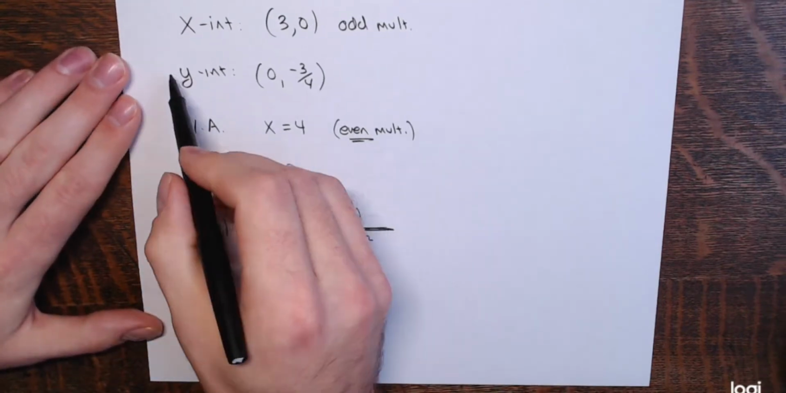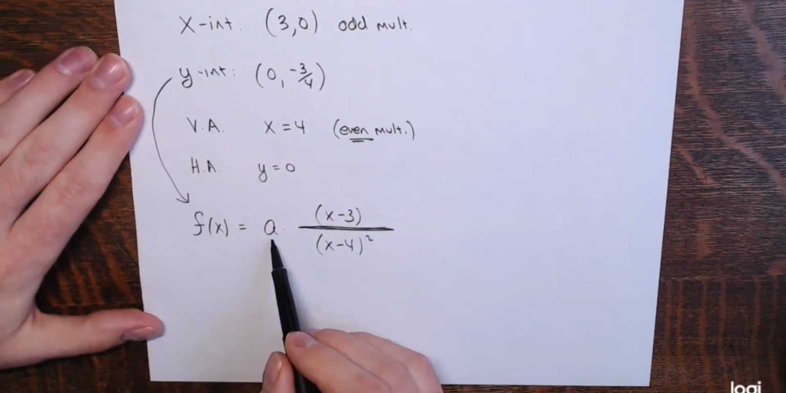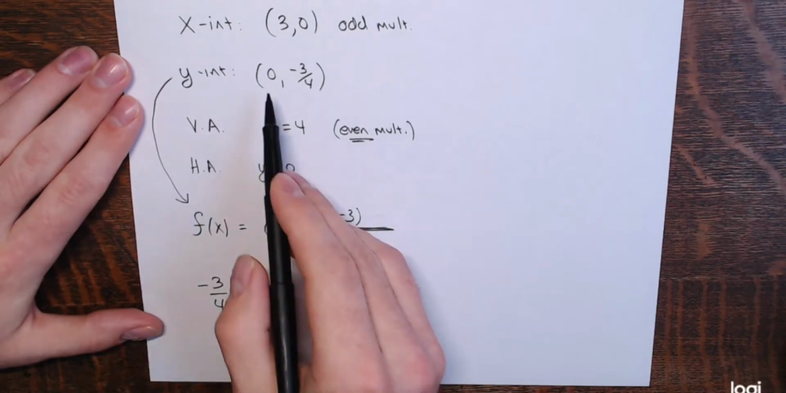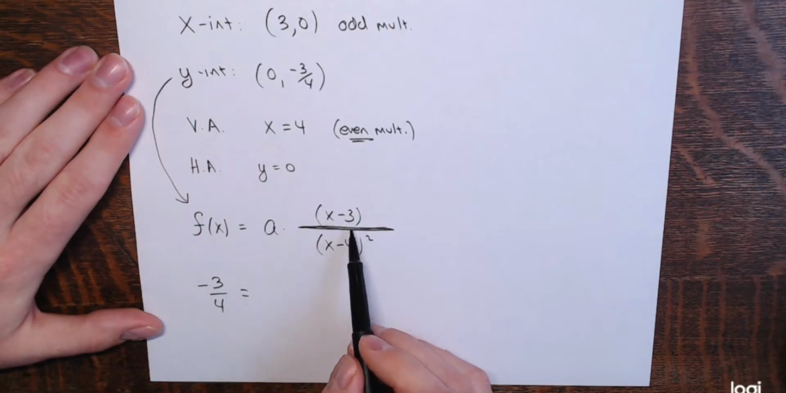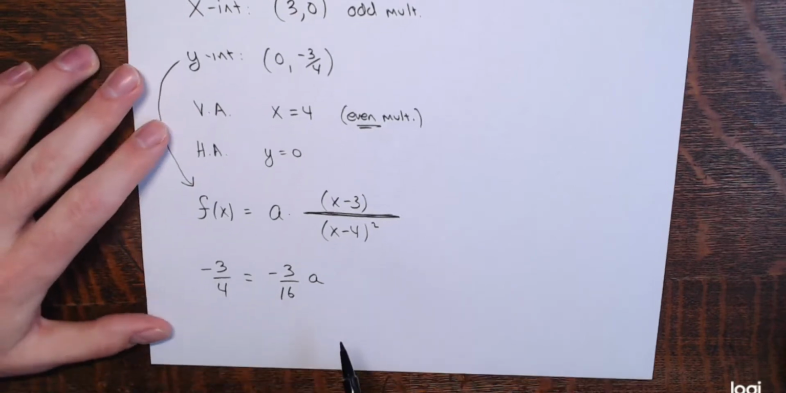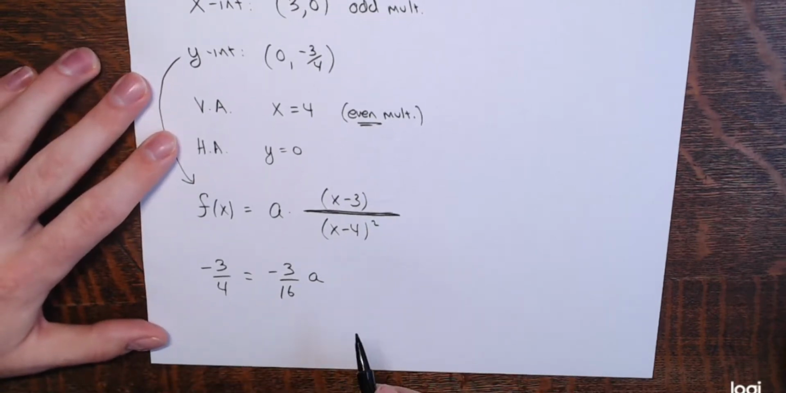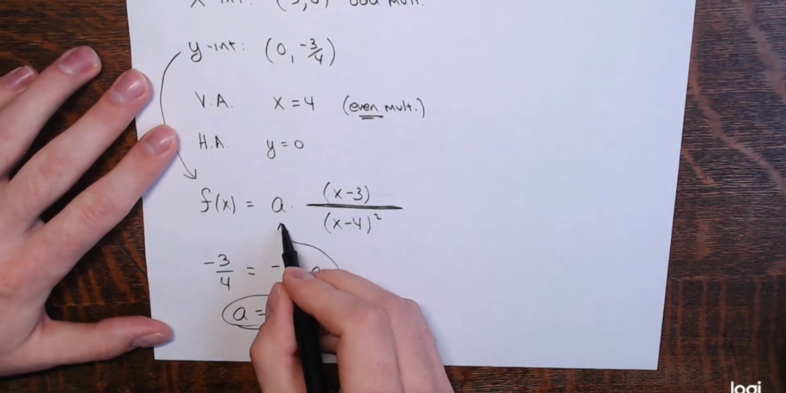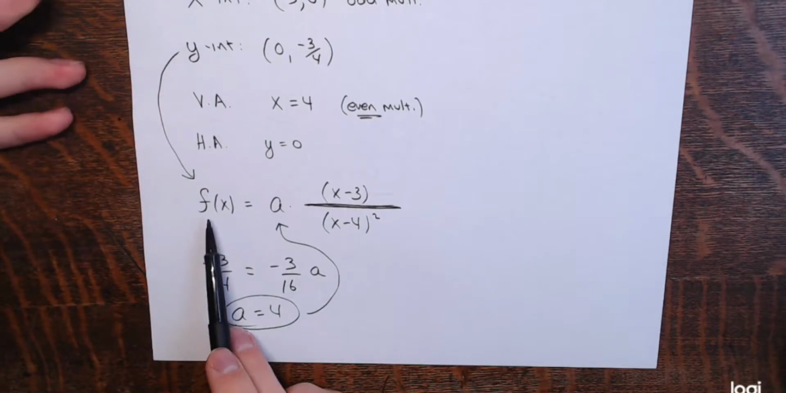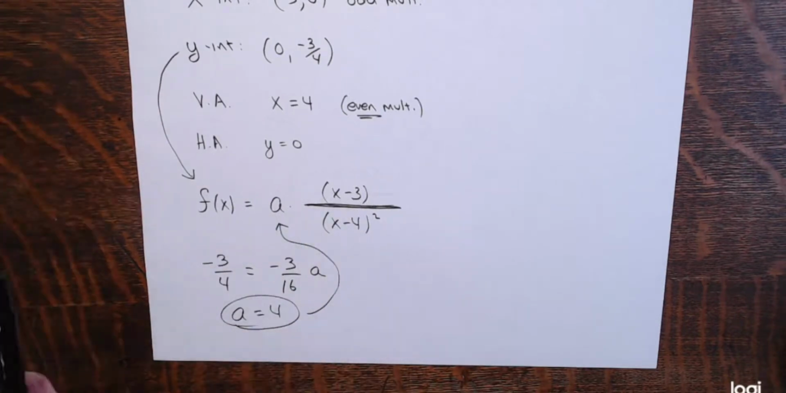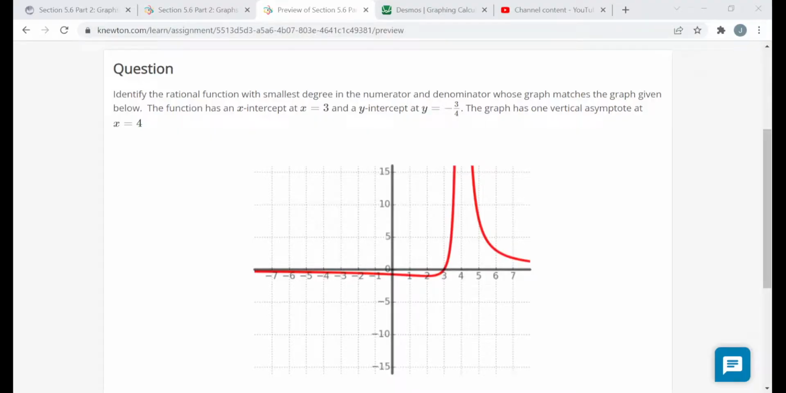Now I use the y-intercept, right, to find this a. So we have negative 3/4 for the output equals, now if x were 0, this would be negative 3 divided by 16 times a, and then I multiply both sides by negative 16/3. The negative 3's would cancel. 16 divided by 4 is 4. The value of a has to be 4. All right, and I'm putting that back in here. So we have our function is 4 times the quantity x minus 3 divided by the quantity x minus 4 squared. And that's what I'll enter.